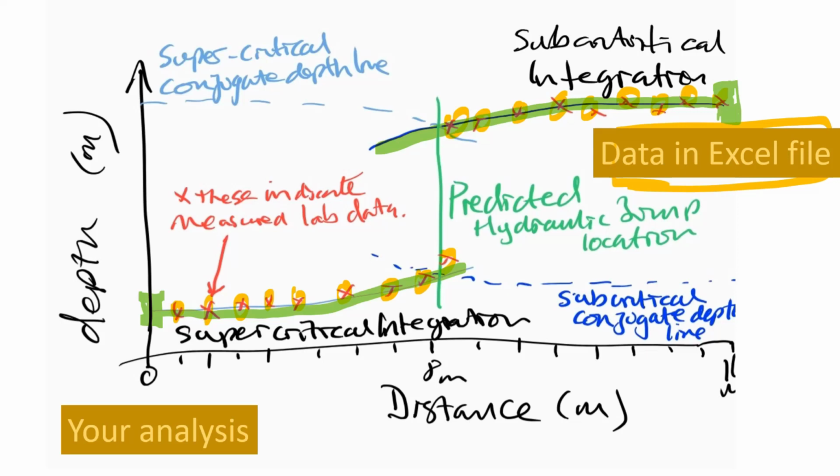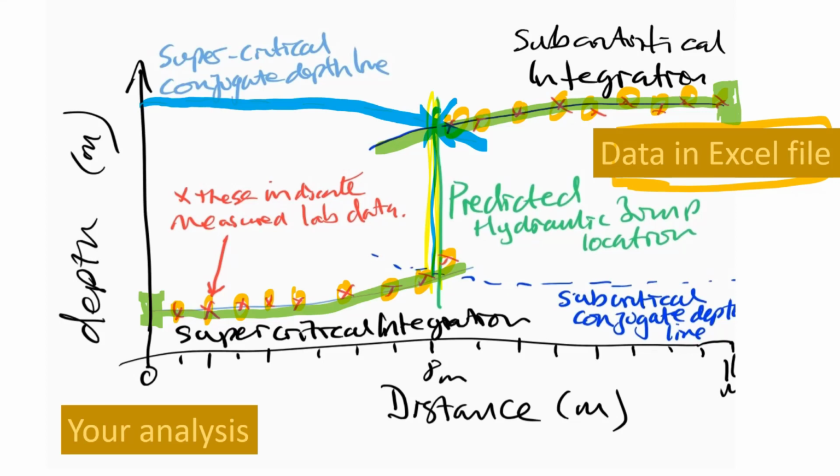Now, theoretically, this is a vertical line, but you saw it wasn't. So, how accurate do you think you're going to be? So, how do you predict when you're going to get those two joining? Well, we do it for each line. So, the supercritical integration on the left here, we'll do a conjugate depth integration. And that conjugate depth integration goes along there, and where that crosses the subcritical integration is where the jump happens.